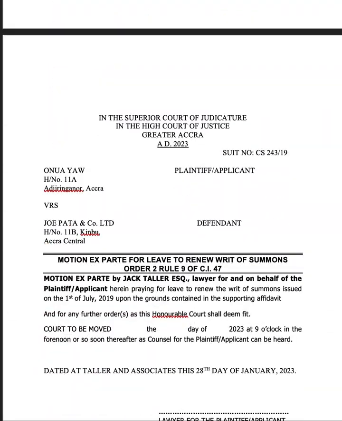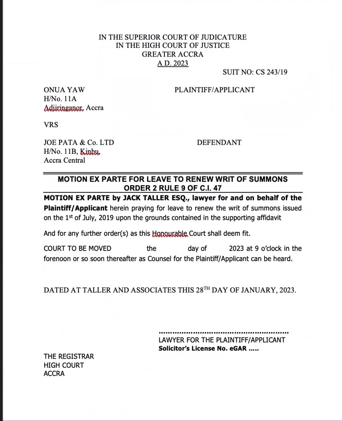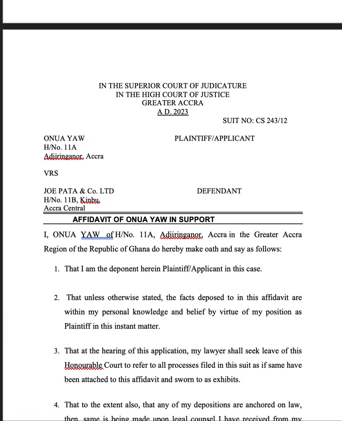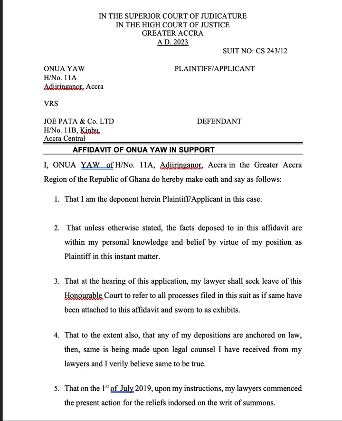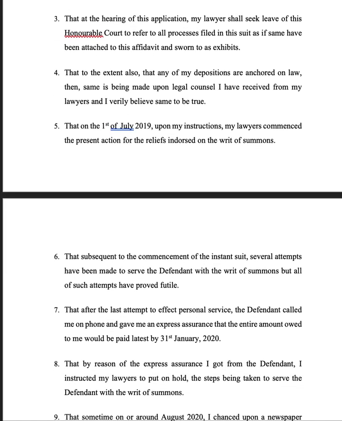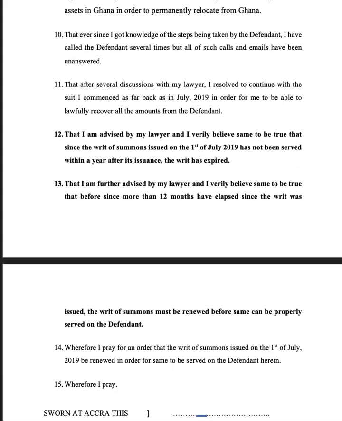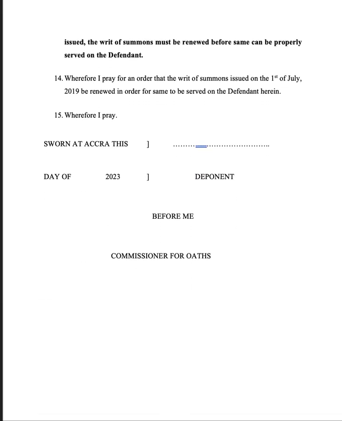So take a look at the motion paper, and then take a look at the first page of the affidavits, and then the second page of the affidavits, and then the final page of the affidavits.